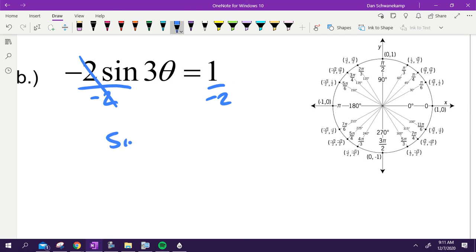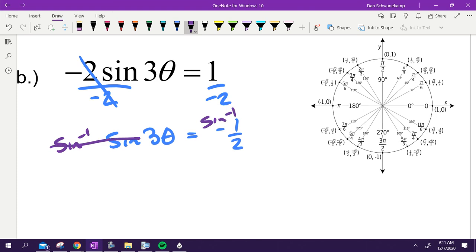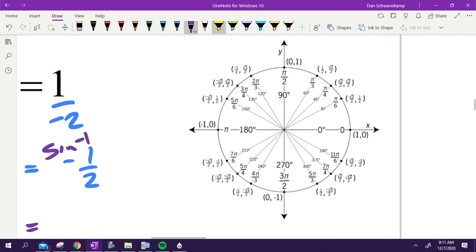Good. Now he's got this. Sine of 3 theta equals negative 1/2. Then what, Sam? Inverse sine. We're doing inverse sine on both sides. Okay, so inverse sine. So Sam's looking for everywhere that sine is negative 1/2. So we're looking at y's. We want to be negative. So not in the first quadrant, not in the second quadrant. It would only be in quadrants 3 and 4.